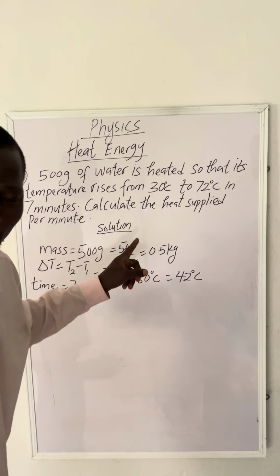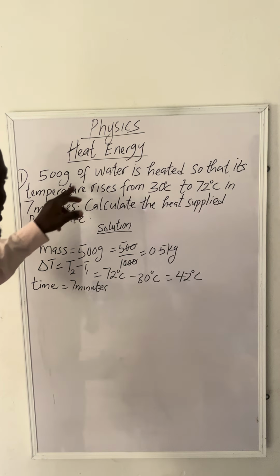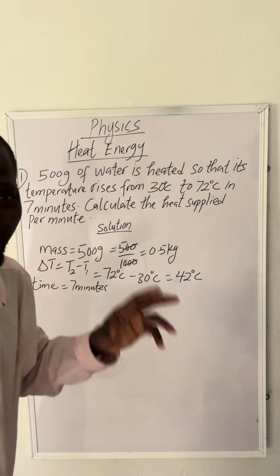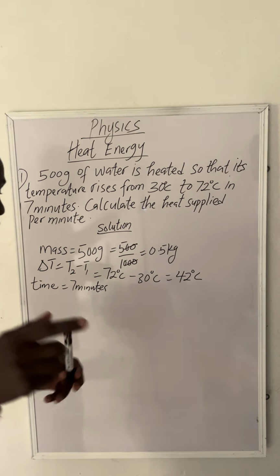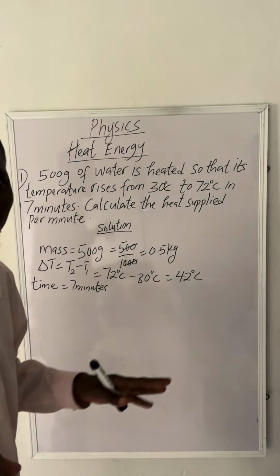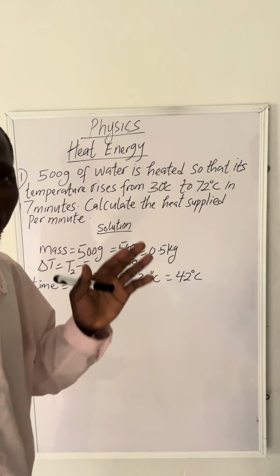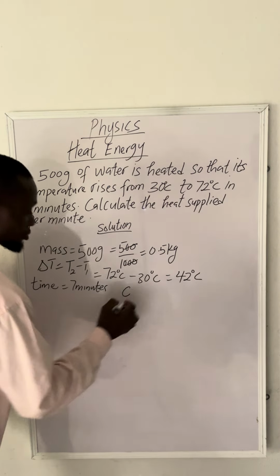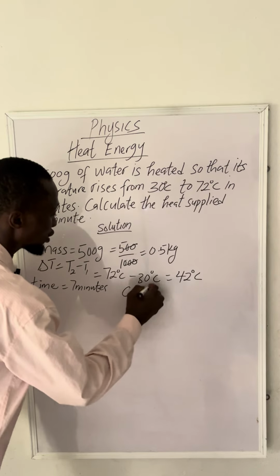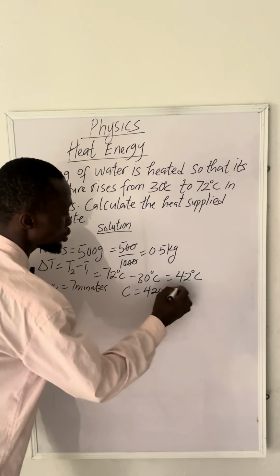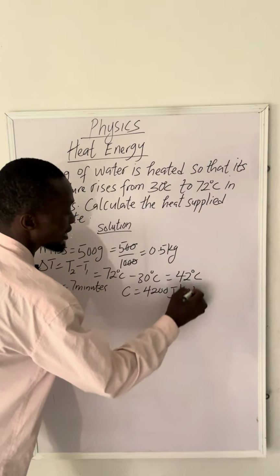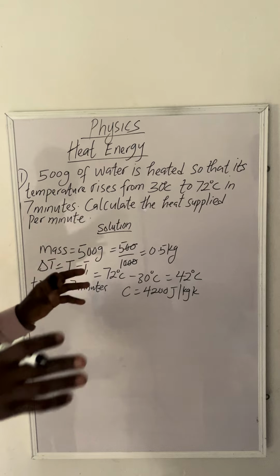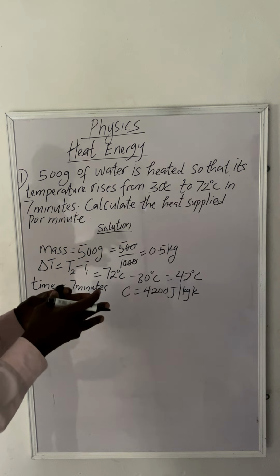But now the question did not give us the specific heat capacity. But this is water, so everyone should have an idea of what the specific heat capacity of water is. So I'm going to write now, the specific heat capacity of water is 4,200 joules per kilogram per Kelvin. So my c is equal to 4,200 joules per kg per Kelvin. So that is the specific heat capacity of water.